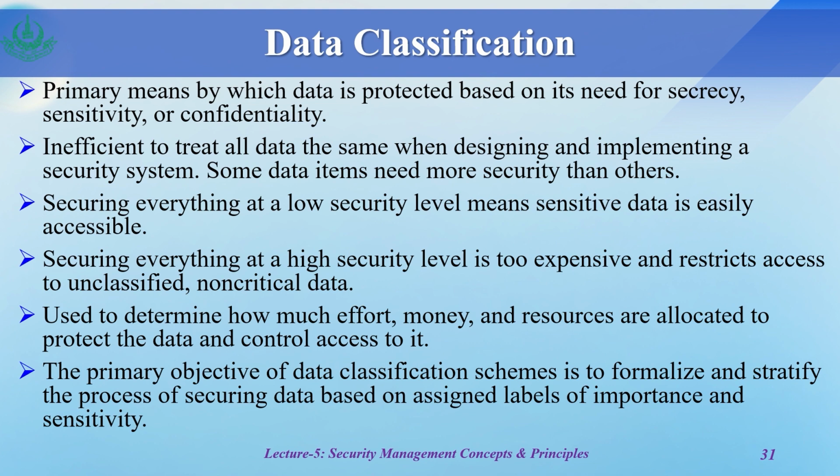Data classification is used to determine how much effort, money, and resources are allowed to protect the data and control access to it. The primary objective of a data classification scheme is to formalize and stratify the process of securing data based on assigned labels of importance and sensitivity. Data classification is used to provide security mechanisms for the storage, processing, and transfer of data.